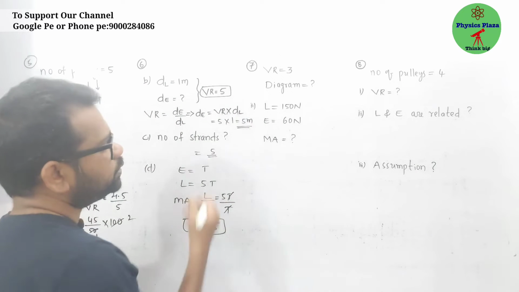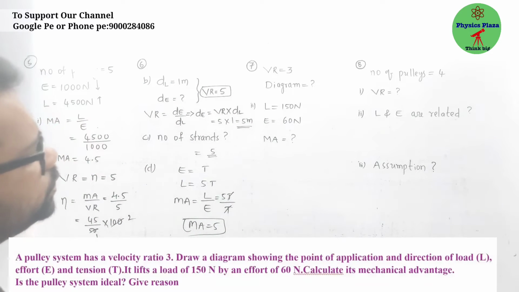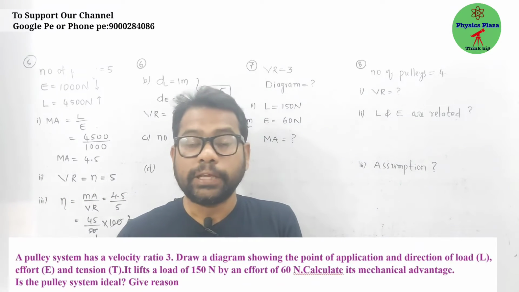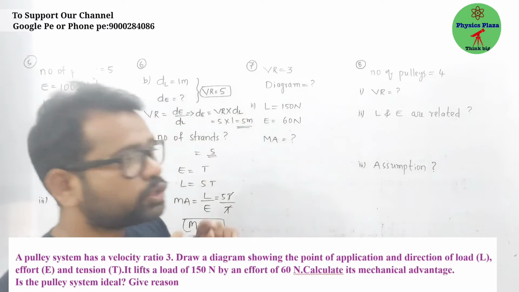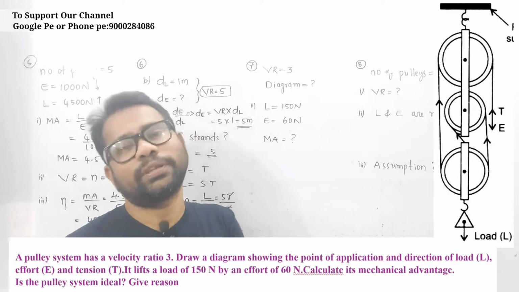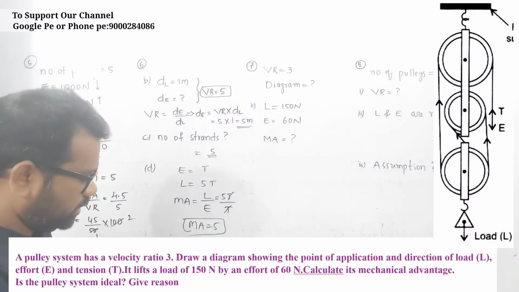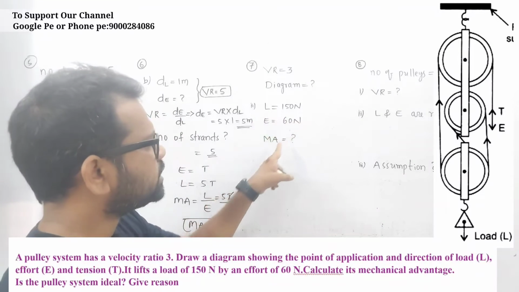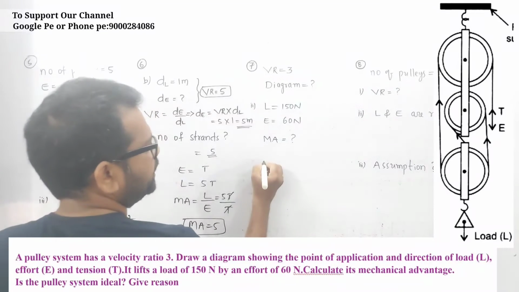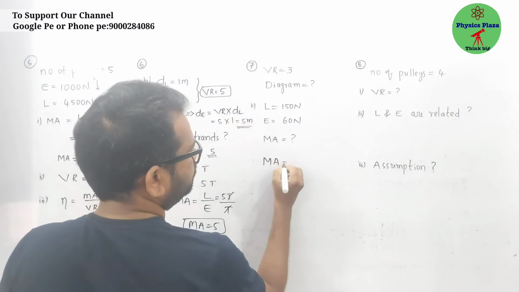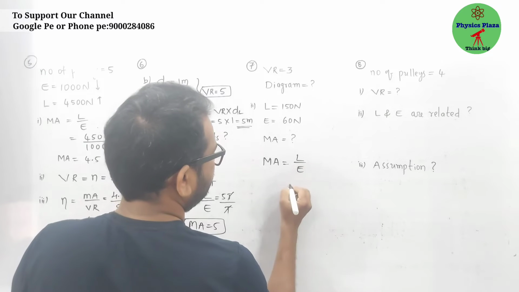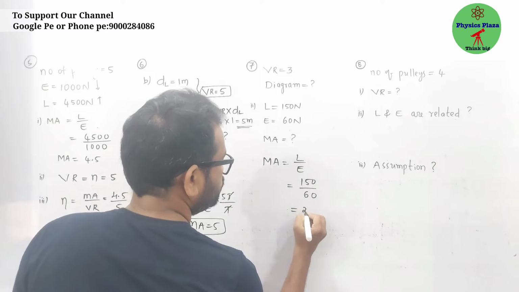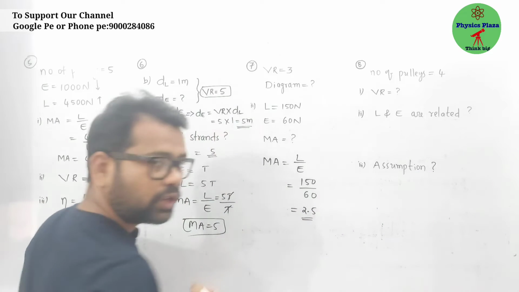Okay, fine. Now come to the 7th numerical, children. Here it is given directly that velocity ratio is equal to 3, and they are asking us to draw the diagram. Diagram is shown on the screen, so you can just copy the diagram. It is also mentioned that load is 150 newtons and effort is 60 newtons. They are asking us to calculate the mechanical advantage. It's a direct formula. MA is equal to load by effort, which is equal to 150 by 60, which is 2.5.